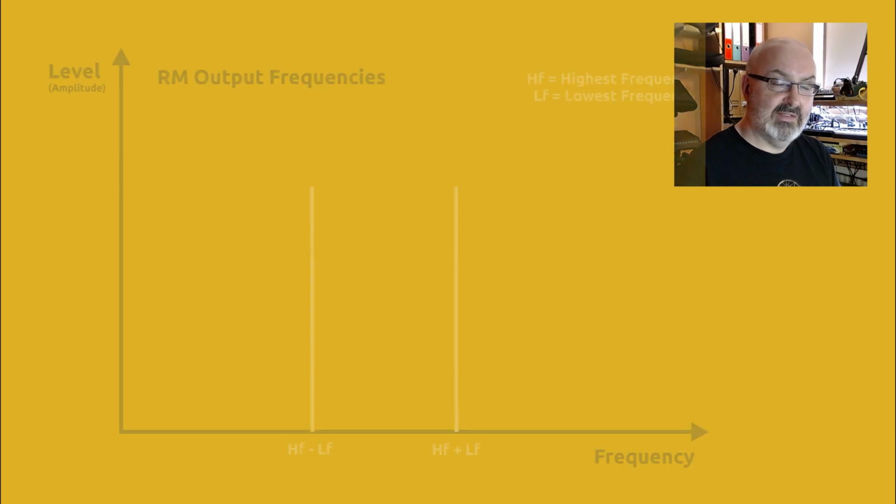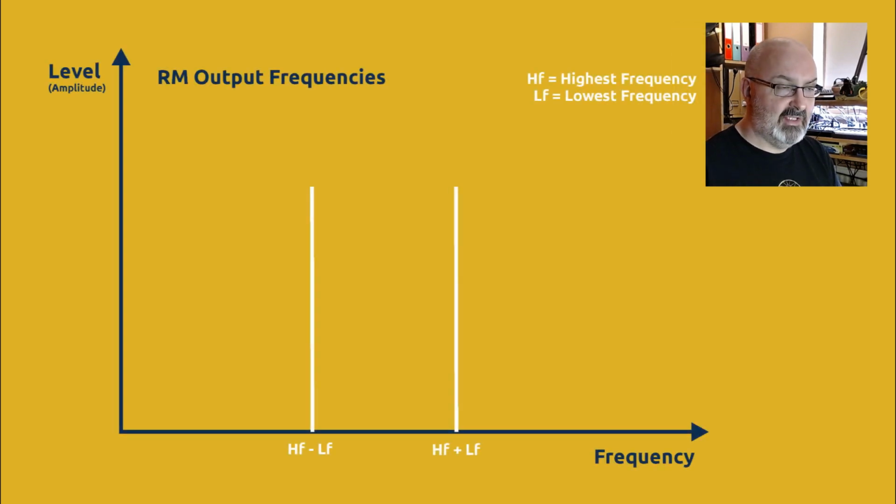Let's have a look at it from the point of view of the frequencies. So with ring modulation, although we've been looking at it from the point of view of carriers and modulators, they are actually interchangeable, and we'll look at that a bit more later. So if you have a look at this diagram, then we take our two frequencies and we put them into the ring modulator, and what we get out is the highest frequency plus the lowest frequency added together, and also the highest frequency minus the lowest frequency.